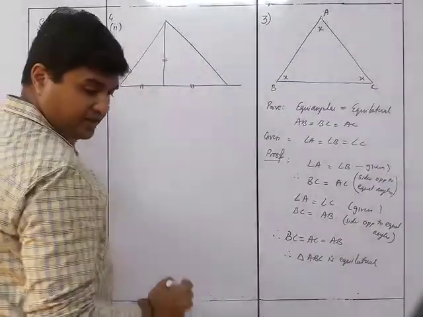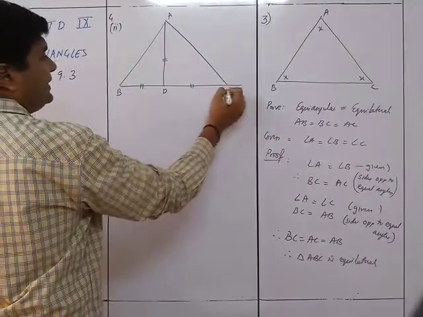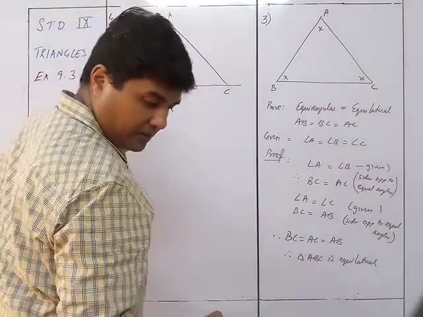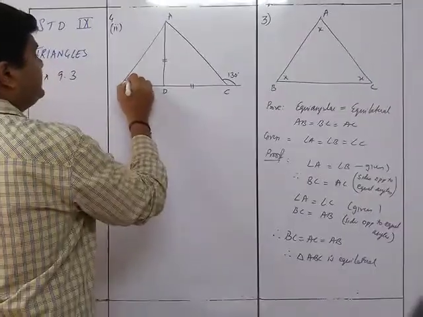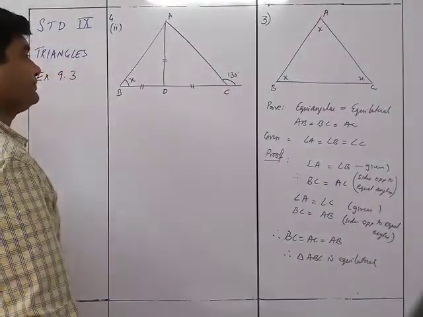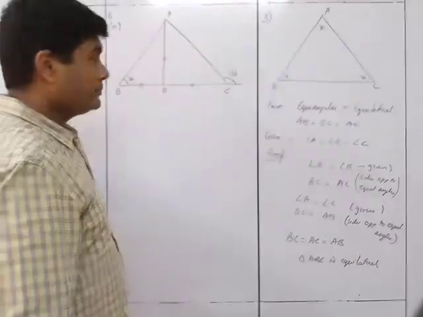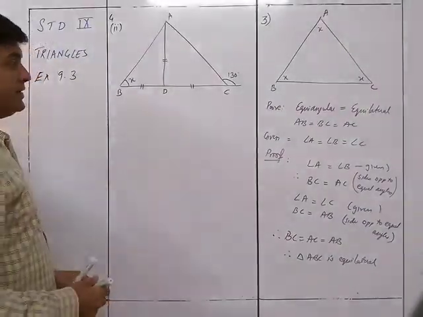These three sides, that is AD, BD and DC, are given equal, and this angle is given to be 130 degrees. This is angle X. You need to find out the value of X. Okay. Let's see first how to do it and then we'll write it.